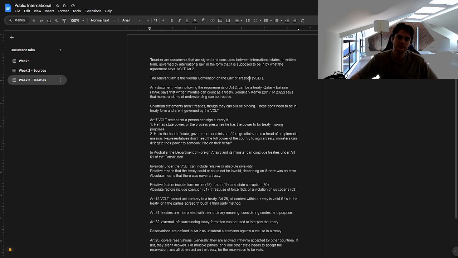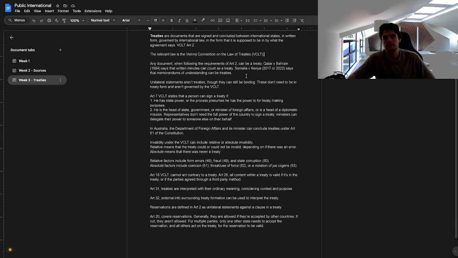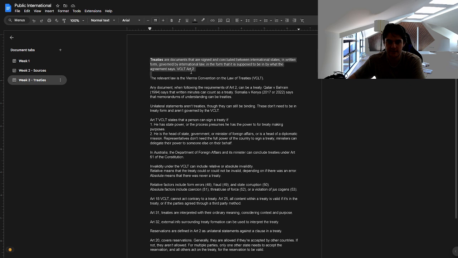So the Vienna Convention on the Law of Treaties is the main law that covers this. It goes for I don't even know how long, pretty much covers all the law around treaties. So any document that follows this standard here can be a treaty. So written minutes, Qatar v. Bahrain, or Bahrain, I don't know how they pronounce that, affirms this. They took minutes and then at the end both of them signed it, and then everything that was in there that they agreed upon became a treaty. Somalia, so memorandums of understanding, as long as they've got terms, as long as they're both signed, boom, it's a treaty.